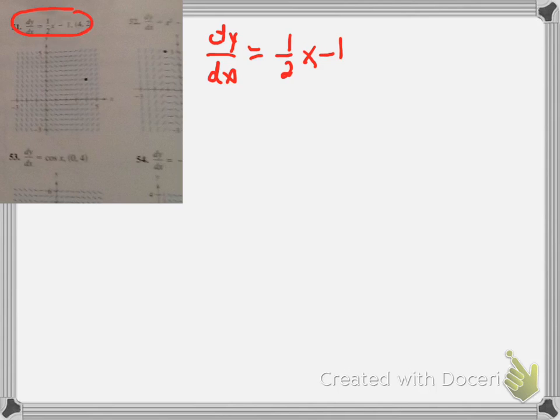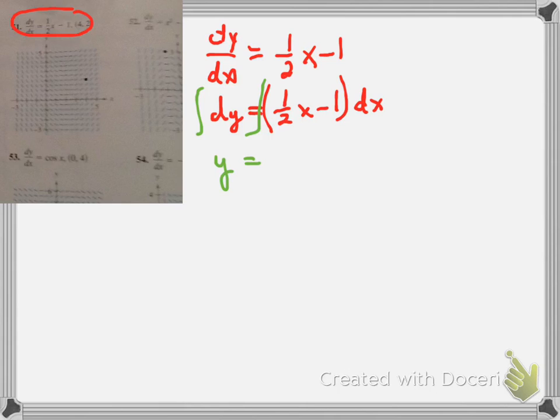One half x minus 1. Technically, when you do this, you multiply both sides by dx. It's just good practice for what we're going to do when we go with two variables. And so you take the integral of both sides. When I take the integral of the left side and the integral of the right side, the integral of dy is just y. The integral of this side is the differential that we've been solving.